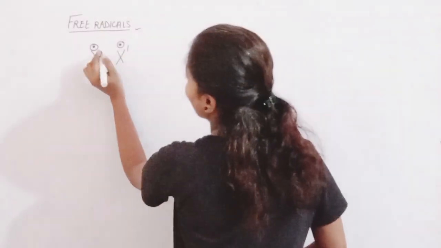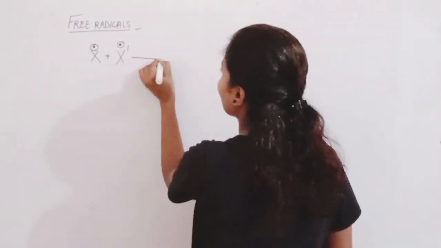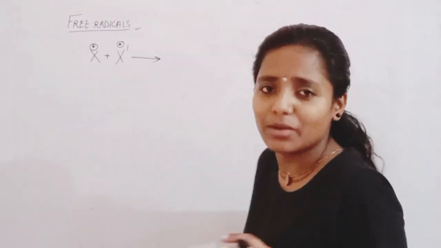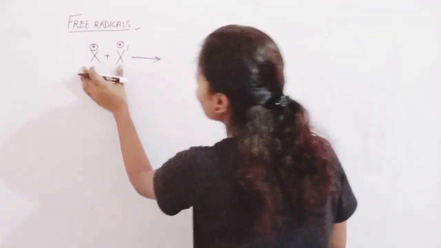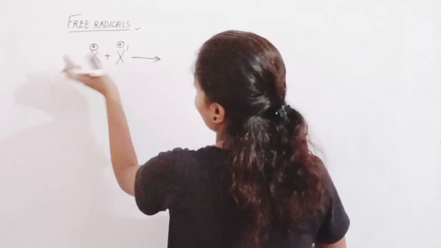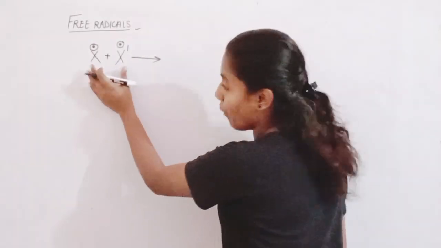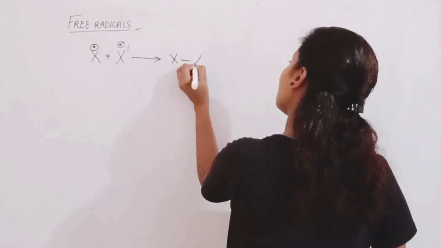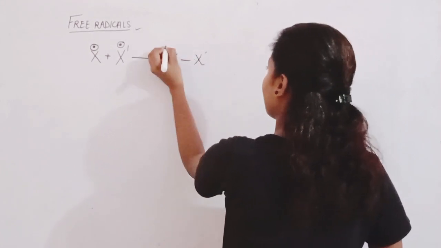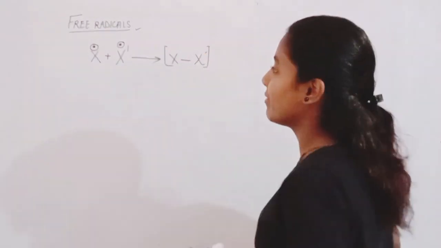Now I want to add them both and get a result. What result am I going to get? These two radicals want themselves to fill their orbitals. So what will they say? Why not? And they will form a new bonded pair. I hope this is clear.